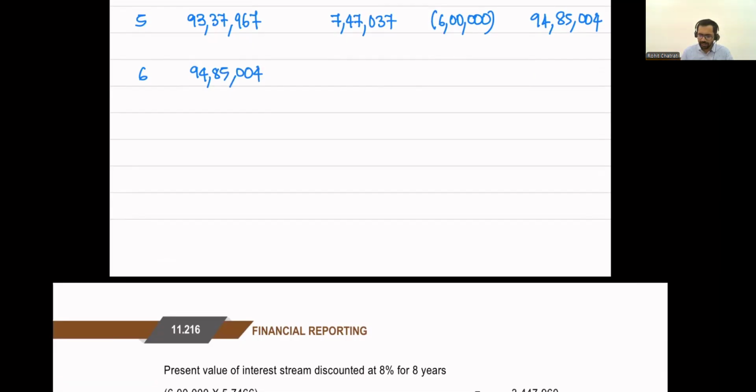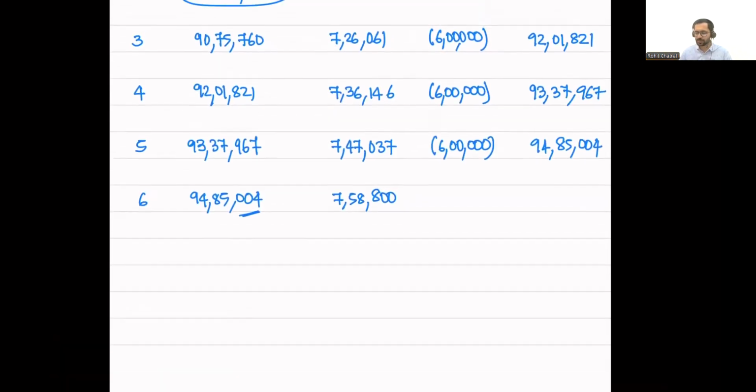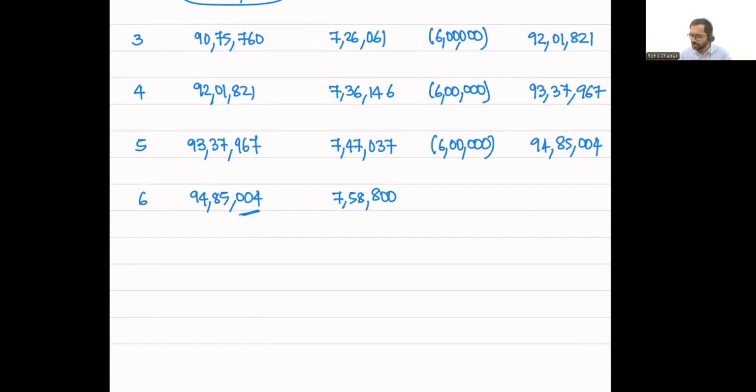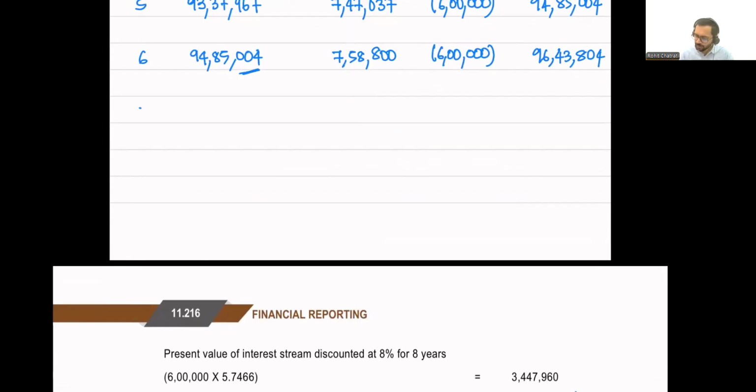94,85,004. I then have an interest expense, which will be calculated as 7,58,800. On this 94,85,004, I apply 8 percent, which will be 7,58,800. I then have a cash flow of 6 lakhs, and therefore my closing balance will be equal to 96 lakhs 43,804. For year 7, this will become the beginning balance, 96,43,804.